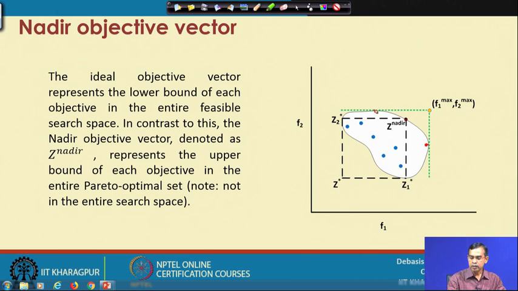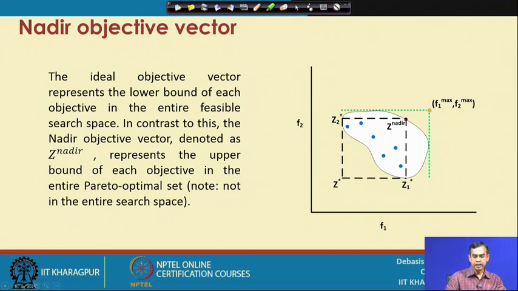Now, this is an extreme solution with respect to F2, and this is an extreme solution with respect to F1, and then there is another solution which is like this, having this satisfaction. Then this solution is just like a Utopian solution in case of ideal objective. It is then another Utopian solution with respect to Z Nadir. So this gives an idea about the scope or range of the solutions.